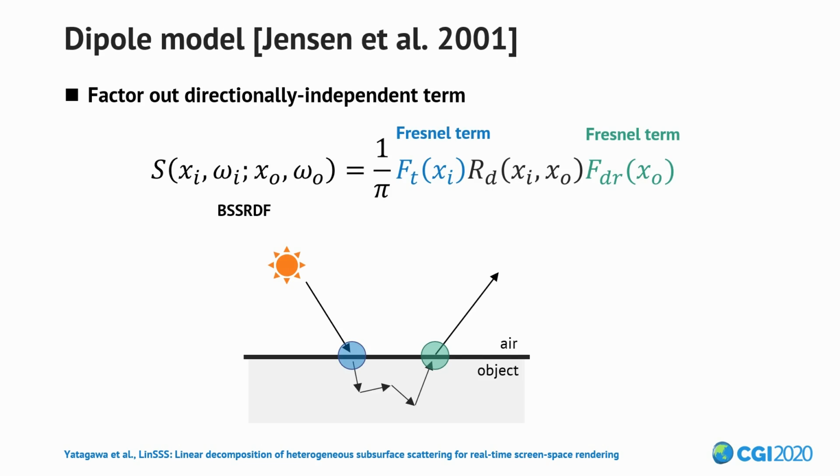In this form, 2 is the function for the Fresnel effects, which are only dependent on either of the incident and outgoing positions. The remaining part is called the diffuse reflectance profile, which is the only part that contributes to the translucency of the object, involving the 2 positions xi and xo. In the original dipole model, this R sub d is approximated by considering 2 virtual lights, one above the surface and the other beneath the surface.